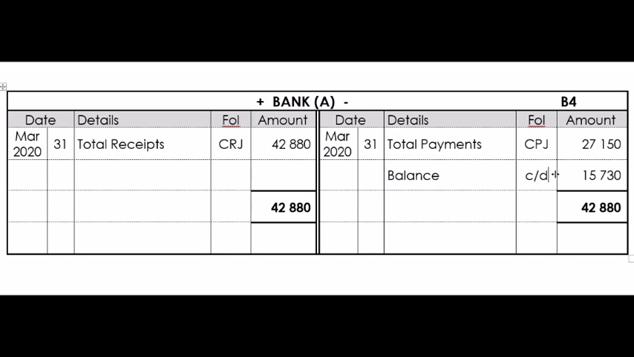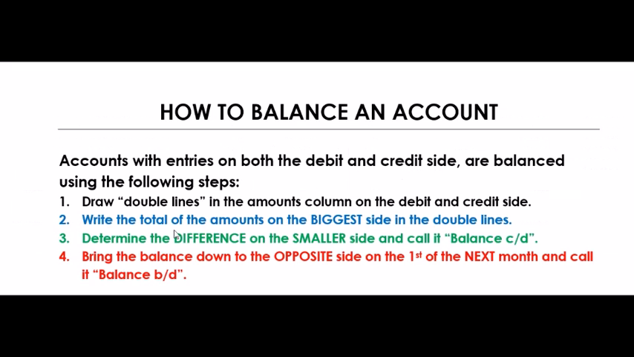And the CD stands for we will carry this value down to the next month. Okay, so you will carry it down to the next month. And then the last step says, bring that balance down to the opposite side on the first of the next month and call it balance BD.